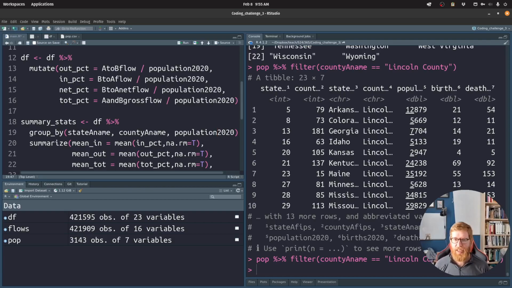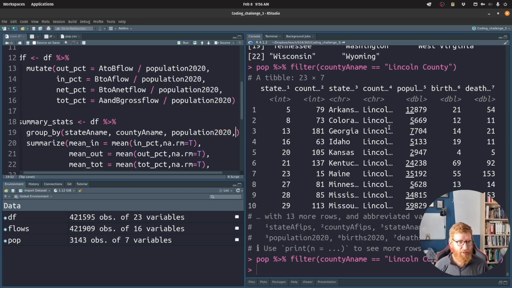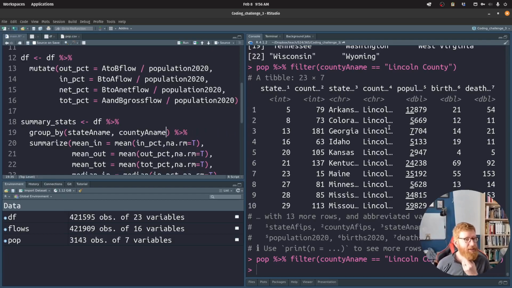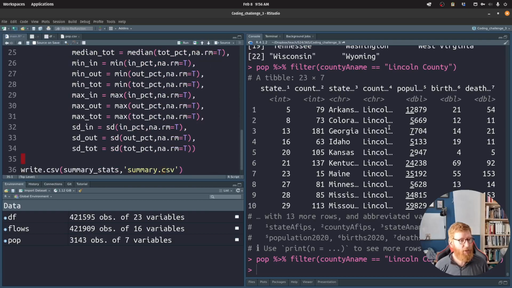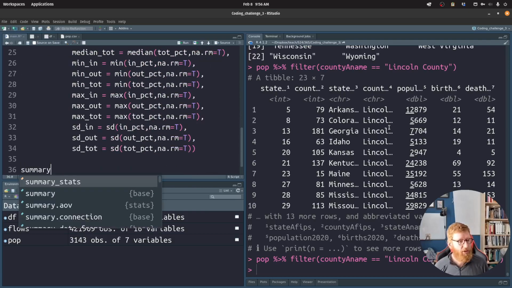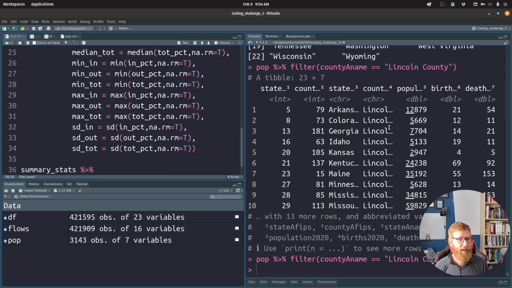I don't necessarily need to keep births and deaths. Maybe I do, maybe I don't. Let's go ahead and put them in. Well, actually, no, I've got a better idea. I'm going to just do state name and county name, and then afterwards, do summary stats, and let's go ahead and do a full join with pop. All right, so we can go back to that after.